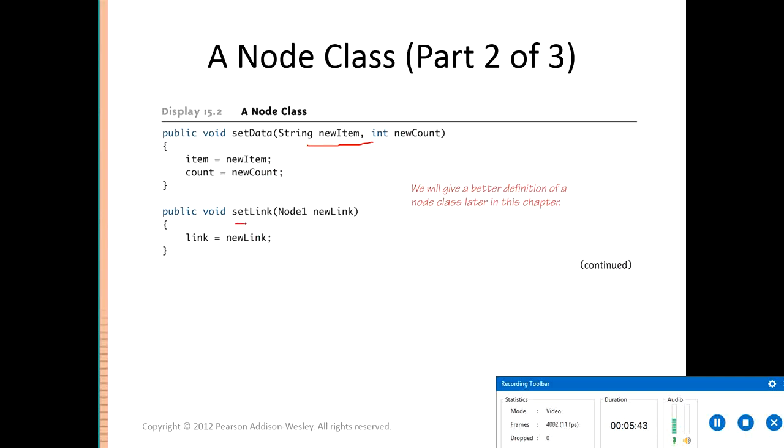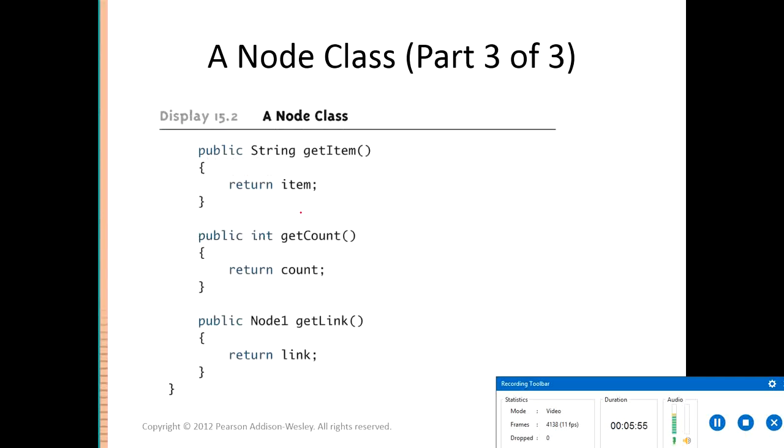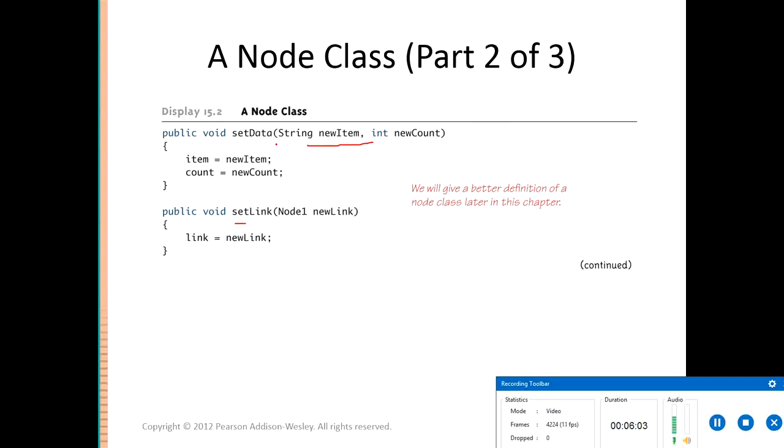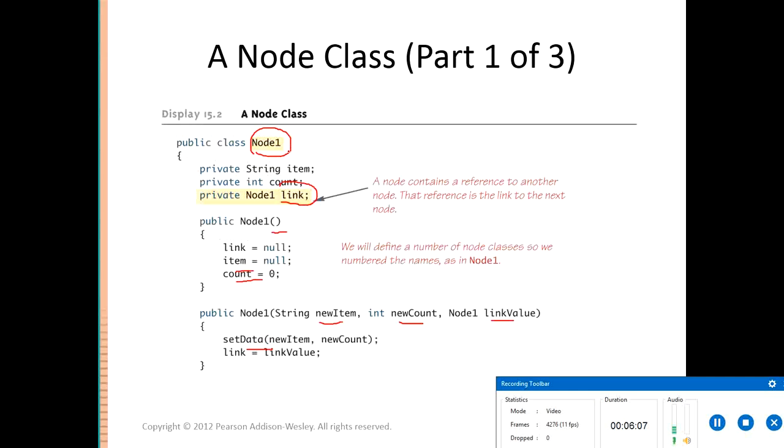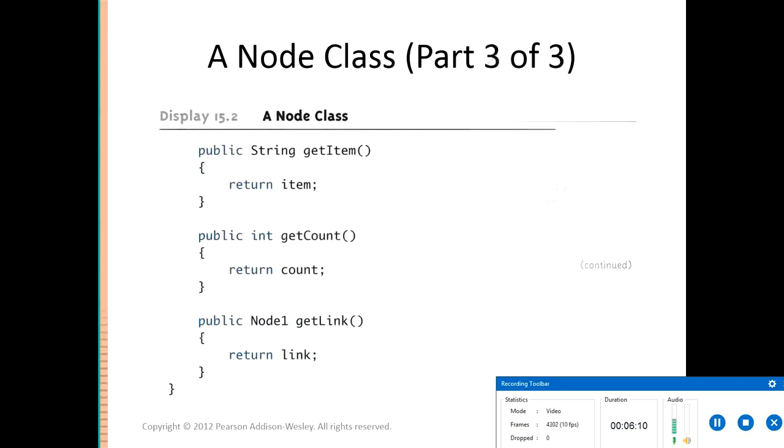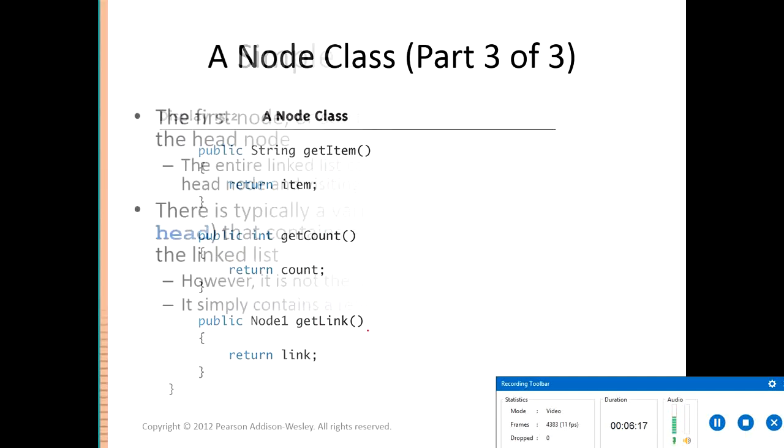Then the last one is the set link, where we are setting the link. So these are the few methods of the node class which are given. Although you can have more methods based on your requirements, I am going to discuss just a very summarized version of the linked list. So if you see over here, there are more methods given, like set data. I have done get item, get count, and get link, which return the link, count, and the item.